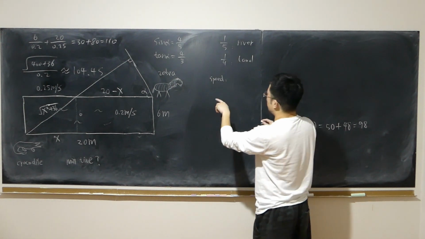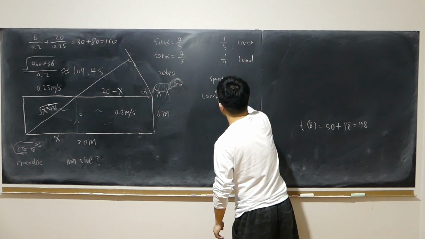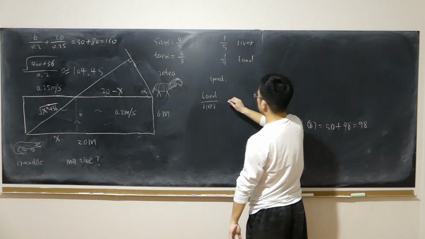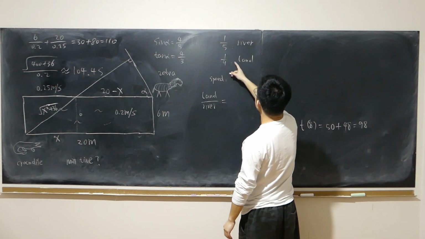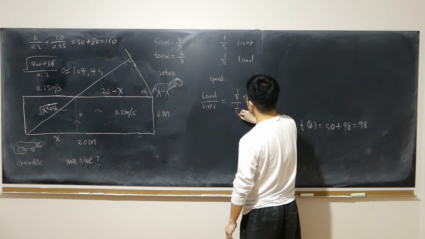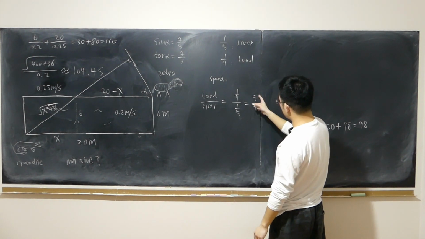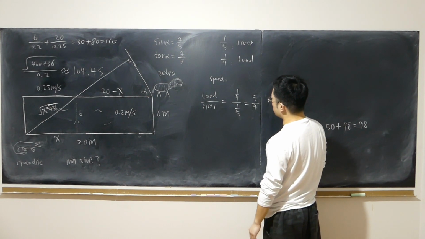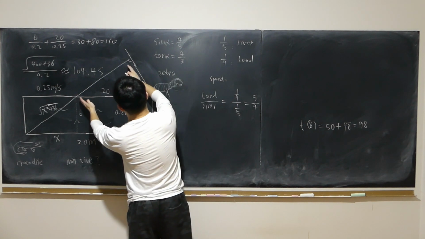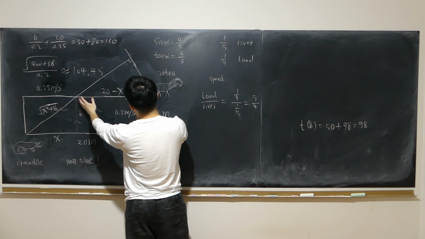In terms of the speed, the ratio of land and river: on the land, it's quicker. So 1 over 4 divided by 1 over 5 is 5 over 4, a little bit quicker than the river. So that's why I make sure that this segment over this segment ratio is exactly 4 over 5.